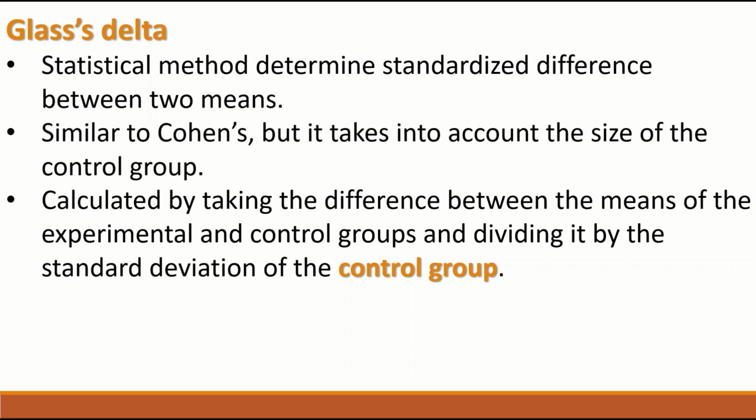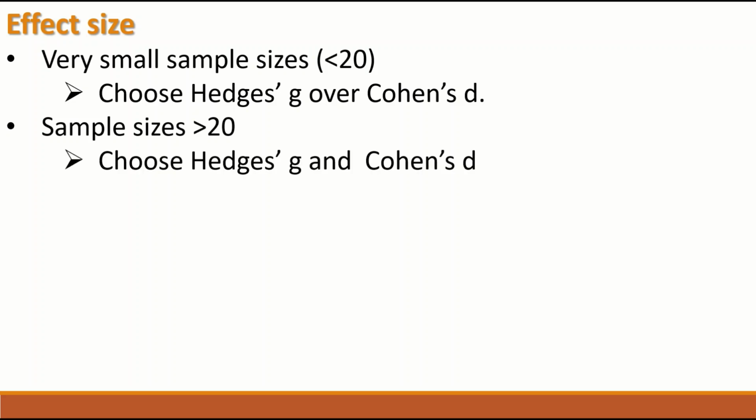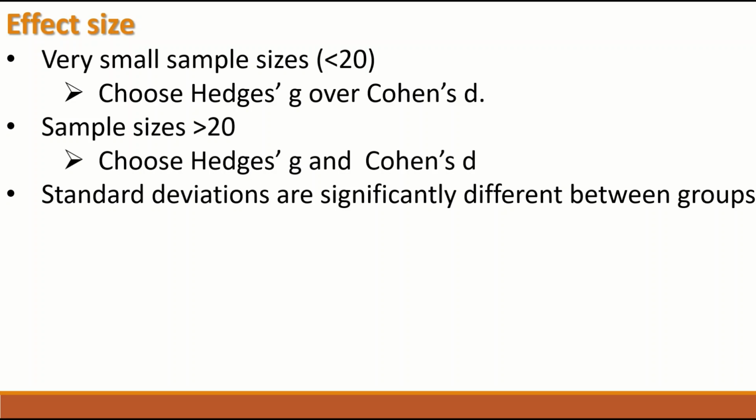So there is a variation between the effect size estimates based on Hedges' g, Cohen's d, and Glass's delta. If the sample size is very small, less than 20, then choose Hedges' g over Cohen's d. If the sample size is greater than 20, then go for Hedges' g and Cohen's d both. If the standard deviations are significantly different between two groups, then choose Glass's delta. So this criteria will make it easier to choose which one to go for. Is it Hedges' g, Cohen's d, or Glass's delta?